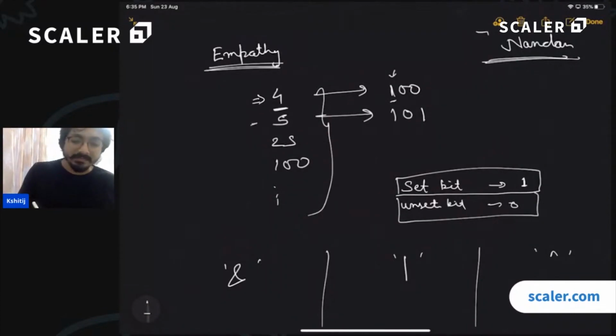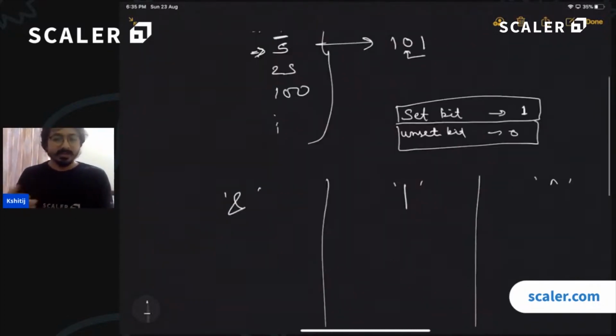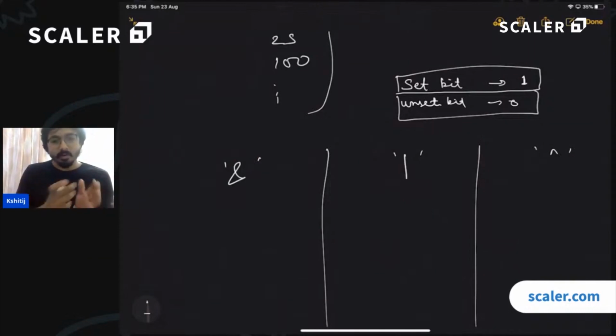How many unset bits are there in the binary representation of 5? There is exactly one unset bit. Okay? So these are the basic terms which we will be using again and again. Okay. So how does the bitwise AND function? The bitwise AND always returns a set bit if both the operands are set, right?